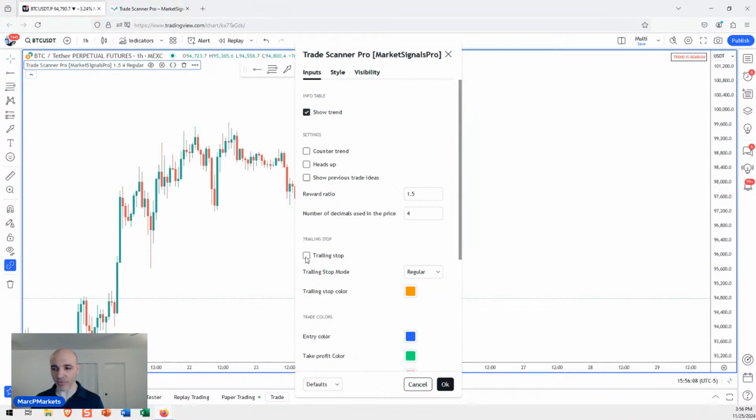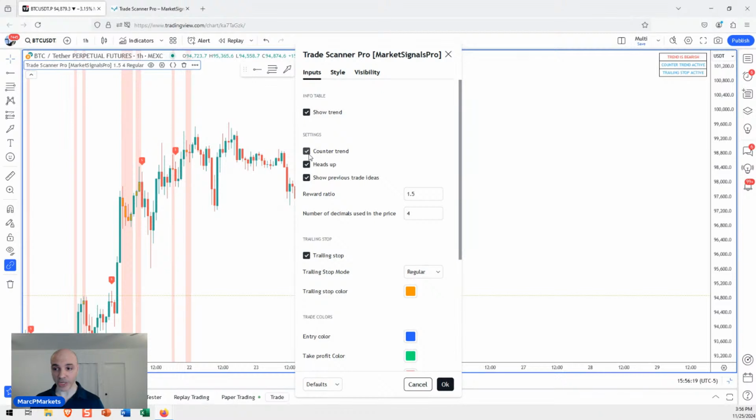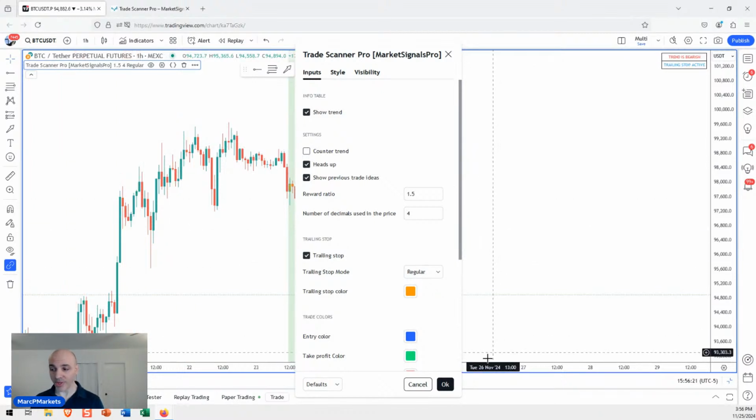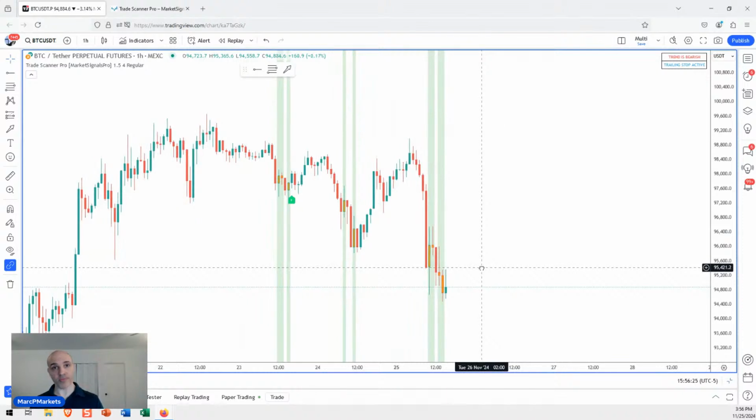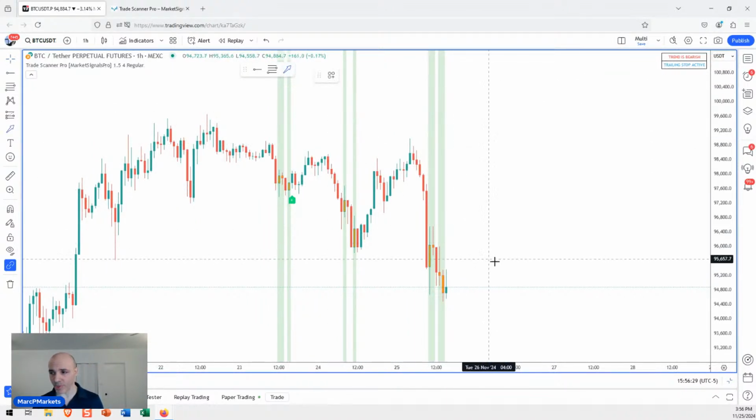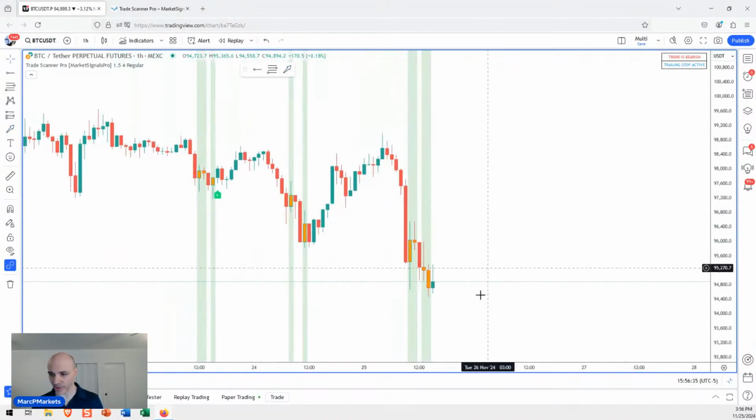What you want to do, though, is turn these boxes on, right? Trailing stop, show previous trades, and heads up. This box over here is counter trend, and it changes the whole thing. So I wouldn't do counter trend right now. That's another story, right? So right now, we turned on those boxes. And if you notice, I got green columns all over the place. I got these little arrows all over the place. And I have these orange candles, right?